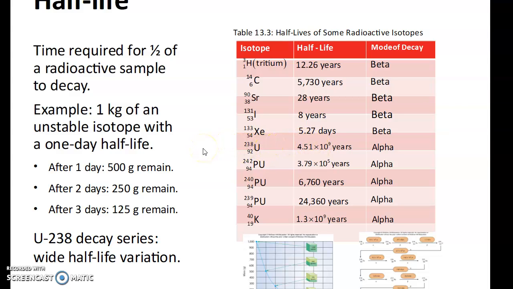U-235 is much less. The example that they give is 1 kilogram of an unstable isotope that has a 1 day half-life. So after 1 day, instead of 1 kilogram, it'll have 500 grams. After 2 days, this will be cut in half again to 250. After 3 days, this will be cut in half to 125, and it'll keep on decaying every single day. The decay series has a wide half-life variation, and it shows what the variation is on the different ones here. You can probably blow this up and see in more detail how long it takes between each one of the steps.